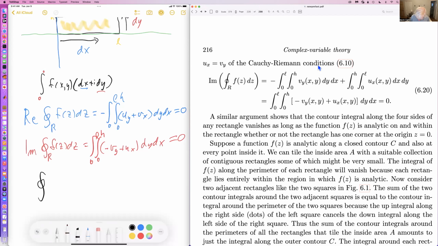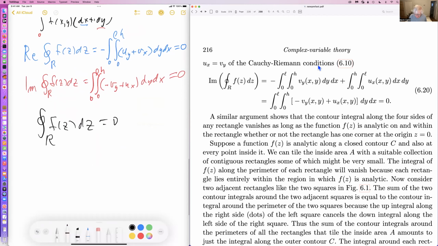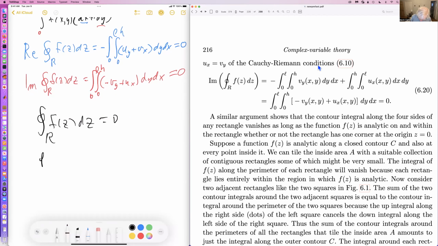The integral along the rectangle of f of z dz equals 0. That is to say, if f is analytic inside the rectangle R and inside and on rectangle R.